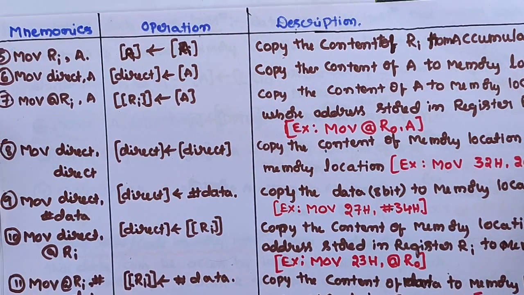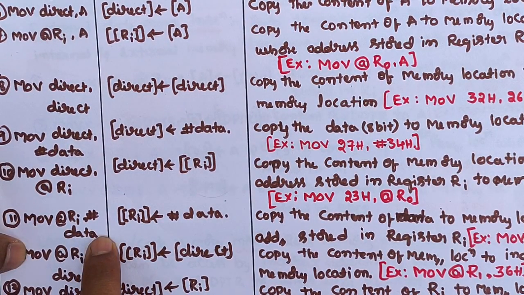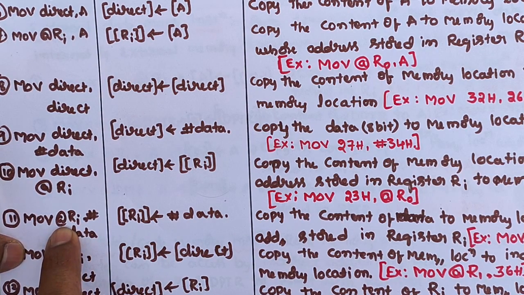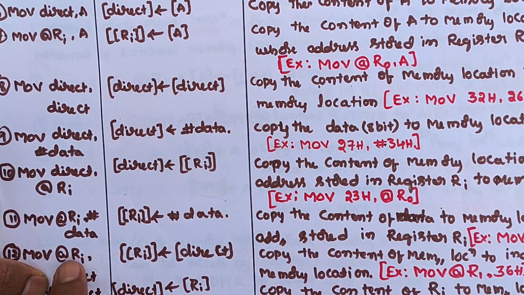Another type is where 8 bits of data are directly transferred to the memory location specified by the pointer register. And here the direct address means the memory location content is directly transferred to the memory location specified by pointer register Ri.